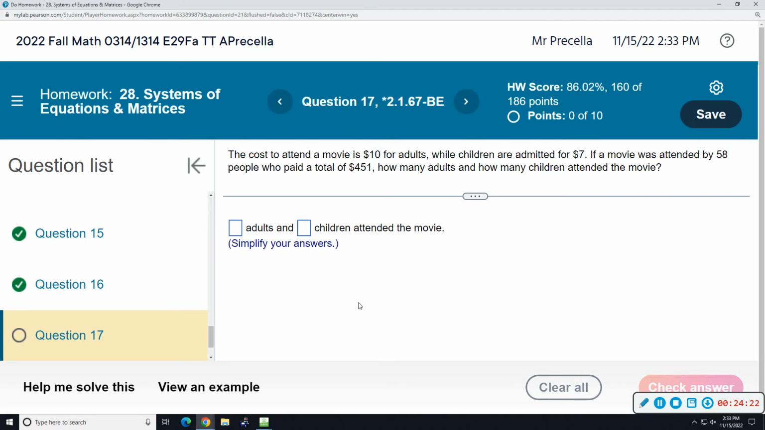Okay, number 17. I think you should make another table for this one. The cost to attend a movie is $10 for adults, while children are admitted for $7. If a movie was attended by 58 people who paid a total of $451, how many adults and how many children attended the movie? I think this is something that we can summarize using a table pretty nicely.